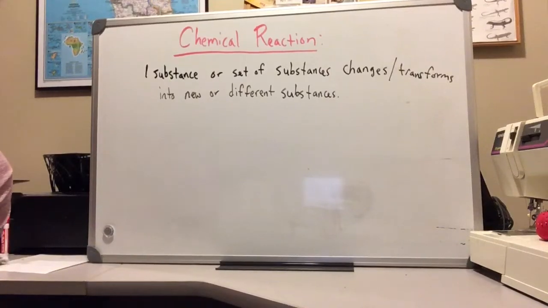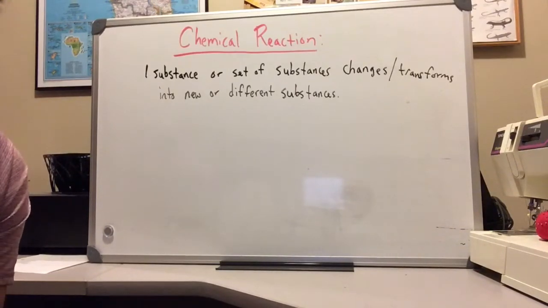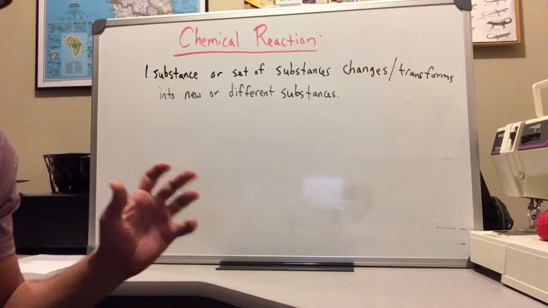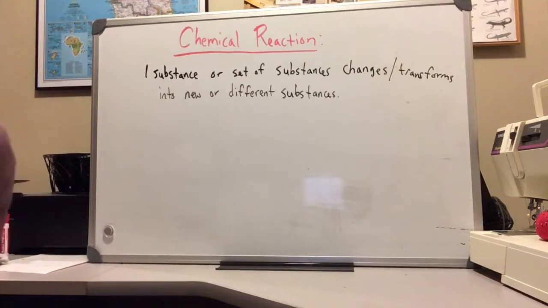So continuing with our biochemistry unit, we're going to move on to chemical reactions. A chemical reaction is when one substance or set of substances changes or transforms into new or different substances. So again, the key phrase here is that we're creating new or transforming it into different substances. So if you start with one particular material, if at the end of this change it's still that same material, then it is not a chemical reaction.